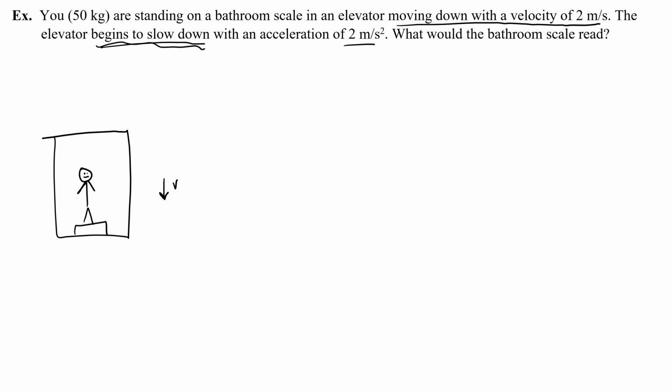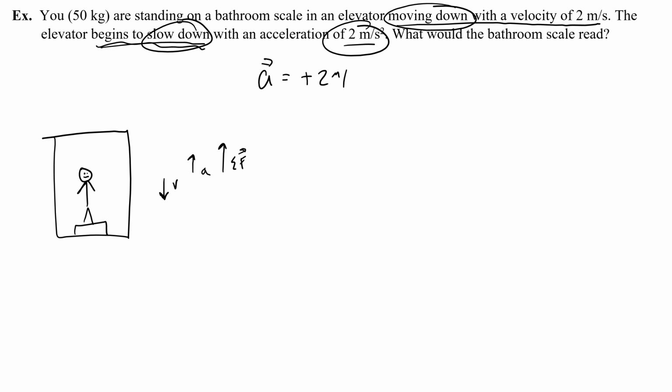Well, if you're moving down and you're slowing down, like you're approaching the bottom floor, then that means the acceleration has to be up in order to be in the opposite direction. Remember, when you slow down, velocity and acceleration are in opposite directions. So this means that the net force is also going to point up. But basically, we have to recognize that that 2 is a positive 2 meters per second squared. That's the key to the problem.